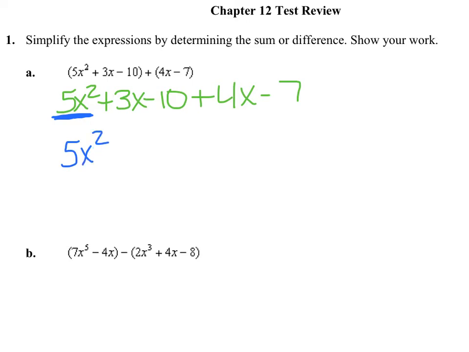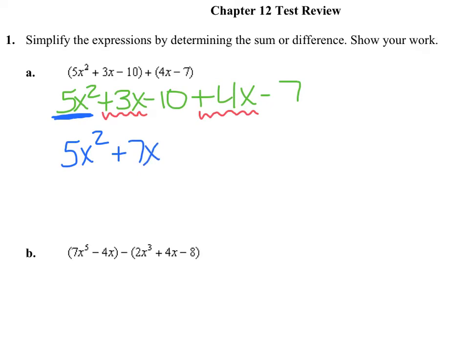Now I have a positive 3x, and I look throughout the rest of my polynomial, and I see that I have an x right here. So these two terms will actually combine. It's a positive 3 plus a positive 4, so that's 3x plus 4x. Remember, your exponents do not change when you're adding. The only thing that changes is your coefficient. So 3 plus 4 is 7, so that would be 5x squared plus 7x.